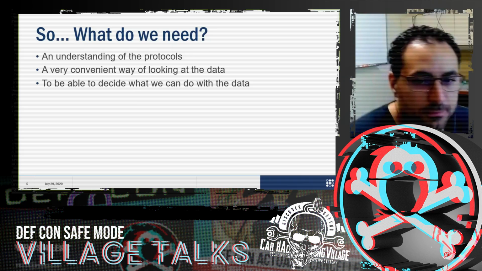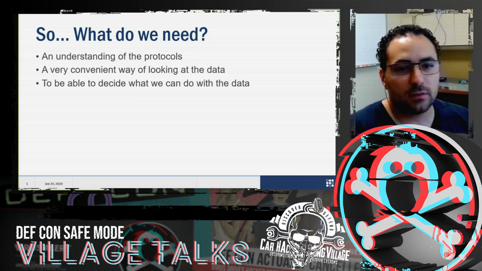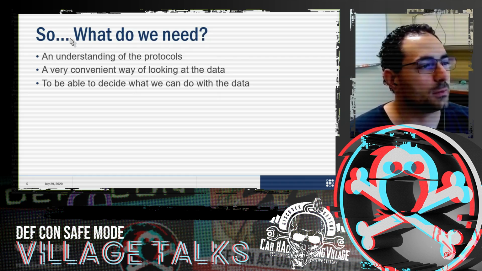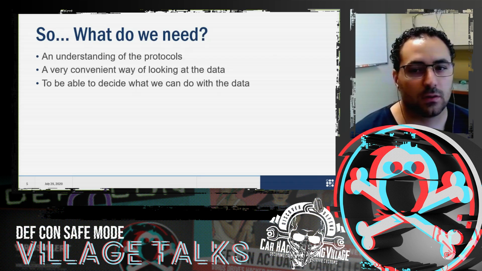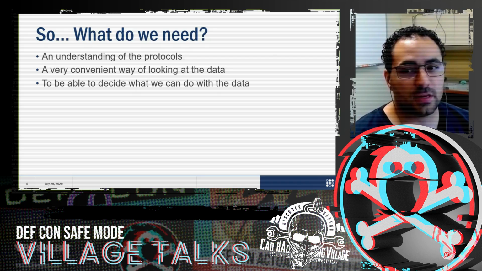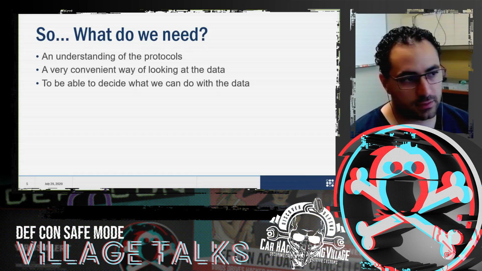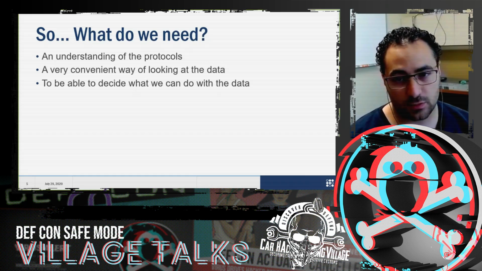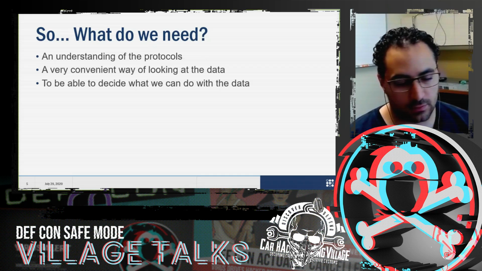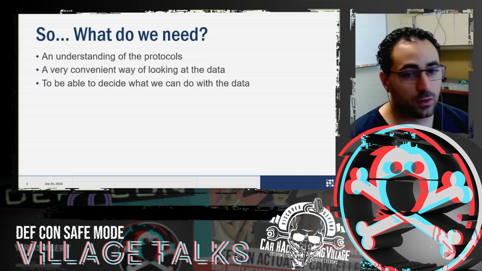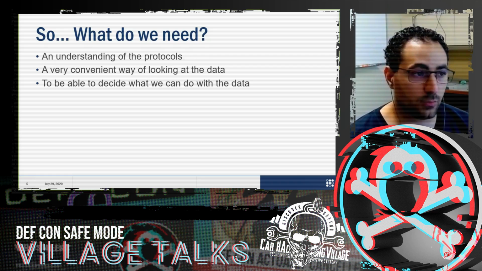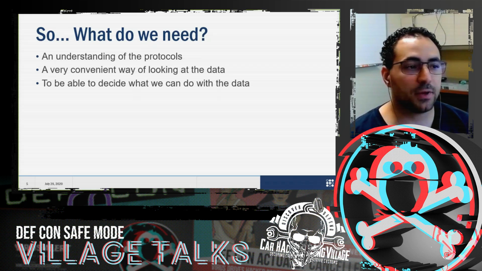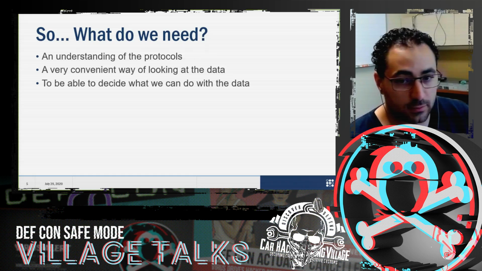Okay, so what do we need in order to get things rolling? First is an understanding of the protocols involved. In this case, we mentioned J1708 and J1587. They kind of work together. We also need a hassle-free way of analyzing the traffic that we see. And at that point, we can decide what may or may not be done with this data.